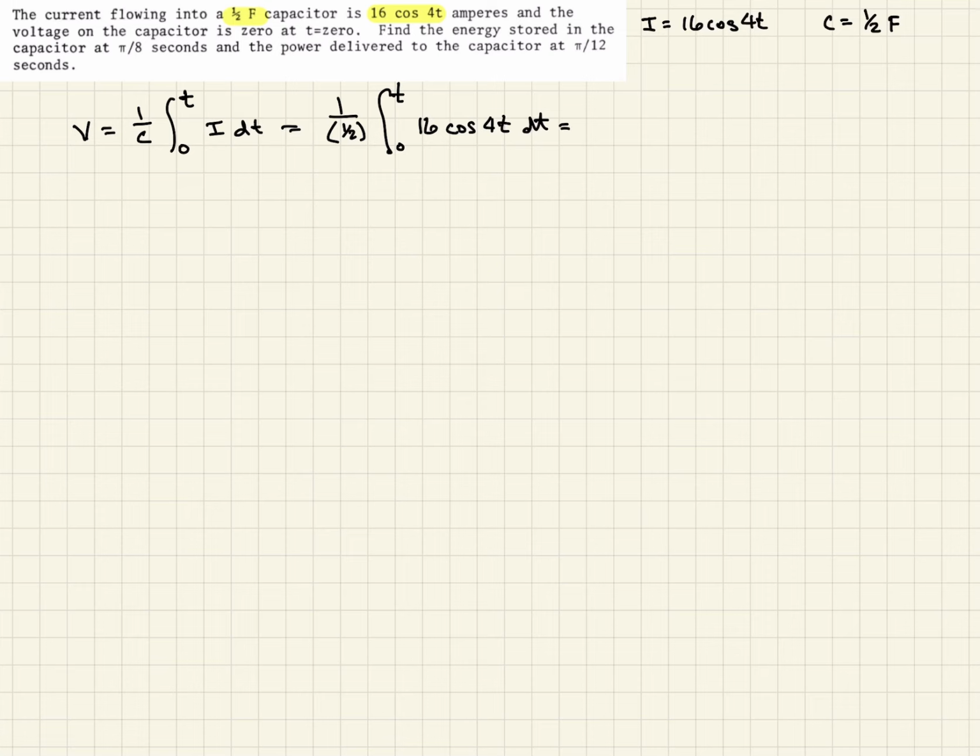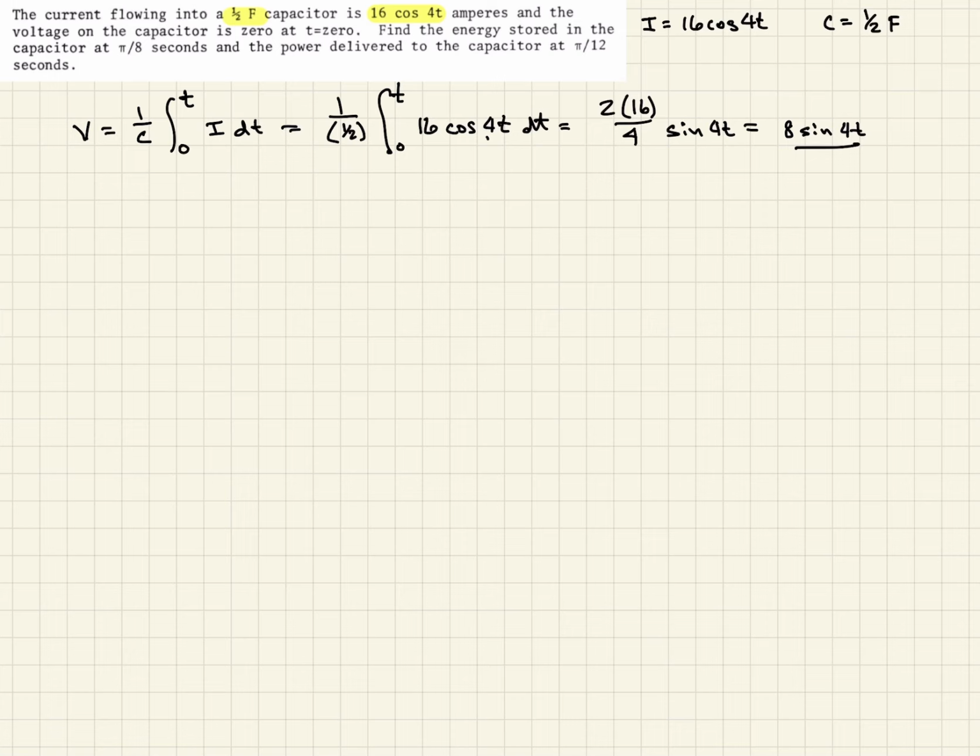And we can bring the 16 out, and then we'll have an integrating factor of 4. So that'll make the multiplier then 2 times 16 over 4. And then the integral of cosine is just sine 4t. And when we multiply that out, we get 8 sine 4t. So here's our expression for the voltage. So now we have the expression for the current and the expression for the voltage. Now let's see what we need to calculate here.